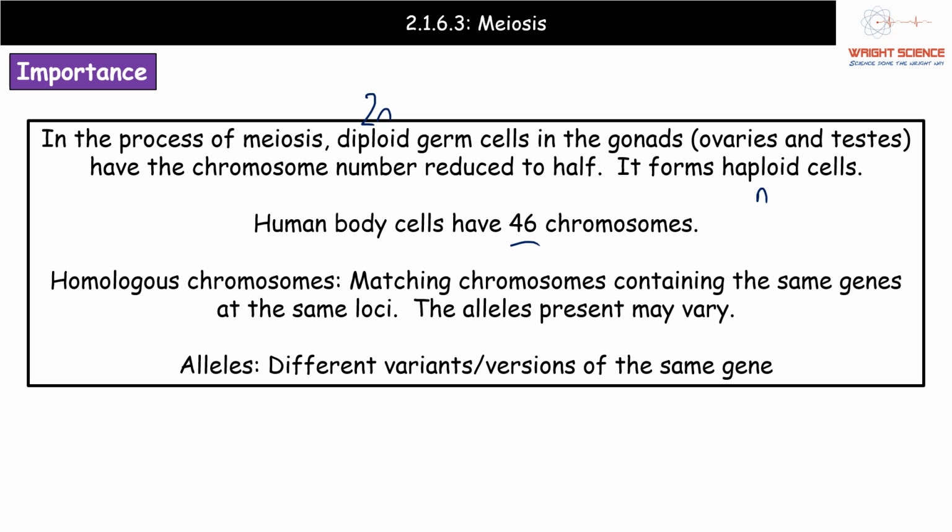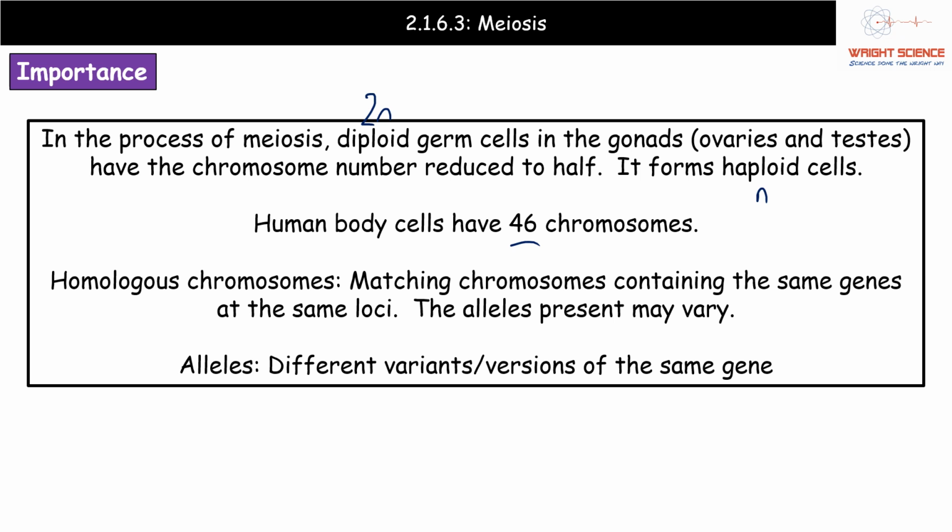We do have a couple of other terms that we should make ourselves familiar with as well. Homologous chromosomes is the first one. And when we talk about homologous chromosomes, these are just matching chromosomes that contain the same genes at the same loci. However, the actual alleles that are present may vary. And remember, an allele is just a different version of that same gene. So when we're looking at our terms here, obviously alleles we should have met back at GCSE, just meaning the different versions or variants of that same gene.